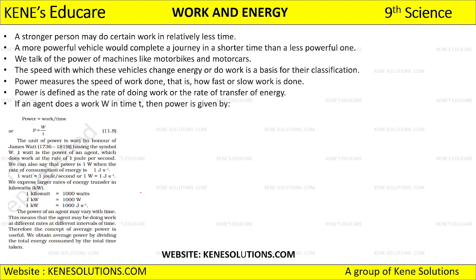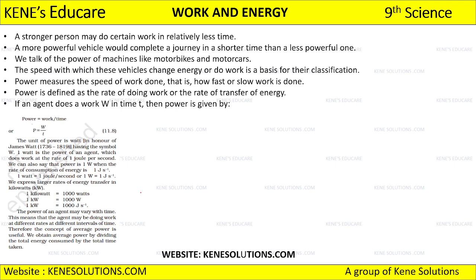See, a stronger person may do certain work in relatively less time, and a more powerful vehicle will complete a journey in shorter time than a less powerful one, right? Let's suppose I'm traveling by train. The train is going to take a shorter span of time to reach a certain destination. But if I take my bicycle, it's very obvious that because it's less powerful than a train, it is going to take more time, right?